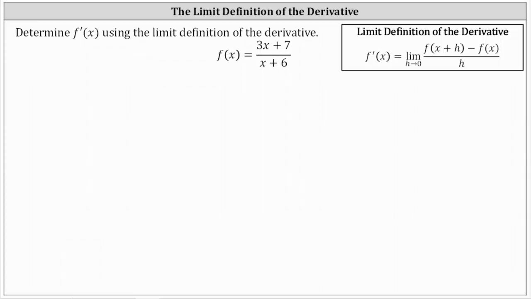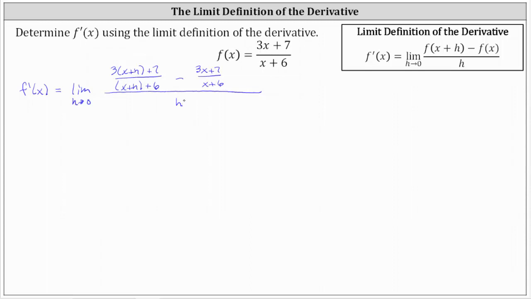We're asked to find the derivative using the limit definition of the derivative shown here on the right, where f prime of x is equal to the limit of the difference quotient as h approaches 0. So in our case, f prime of x is equal to the limit as h approaches 0, again of the difference quotient, where f of the quantity x plus h is 3 times the quantity x plus h plus 7, all divided by the quantity x plus h plus 6. Then we have minus f of x, which is minus the quantity 3x plus 7 divided by the quantity x plus 6, all divided by h.